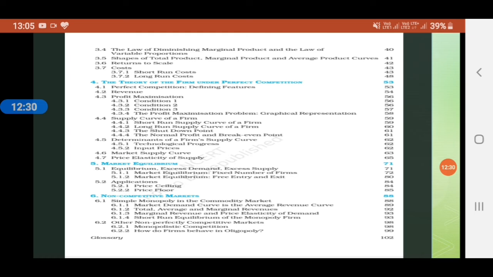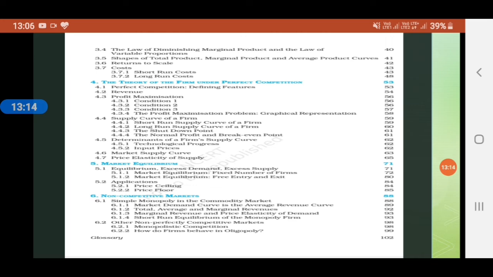To get maximum profit, the producer has to fulfill all these three conditions. Condition number 1 says that P should be equal to marginal cost. Condition number 2, where the marginal cost should not be decreasing, there should be an increasing order. Third, P should be equal to average variable cost in the short run. In the long run, P should be greater than the average cost. So these are the three conditions. Where these three conditions are fulfilled, there we get maximum profit.